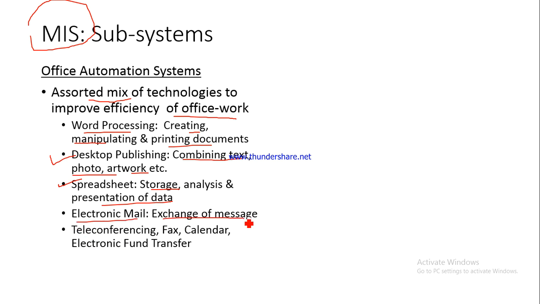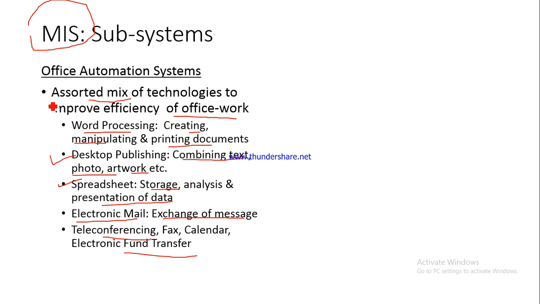You can exchange messages electronically. You don't need to send a message through post. You can send it in an instant, and within a minute you might also receive the response. So this is the kind of improvement in efficiency that has been witnessed because of these office automation systems. We have got teleconferencing, I hope you know, and we are not going to discuss this in depth. Fax, the calendar that you have, the electronic fund transfer, wherein you can use the computer or the desktop or the mobile, and you can transfer money from one account to the other.